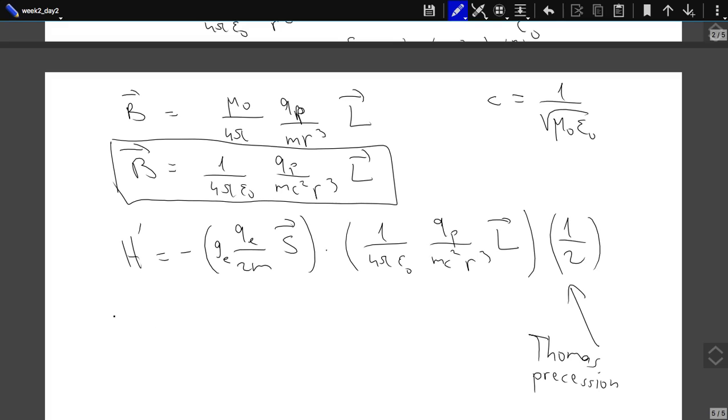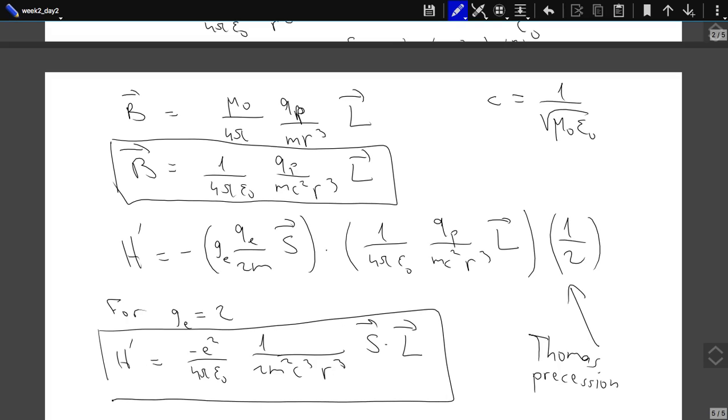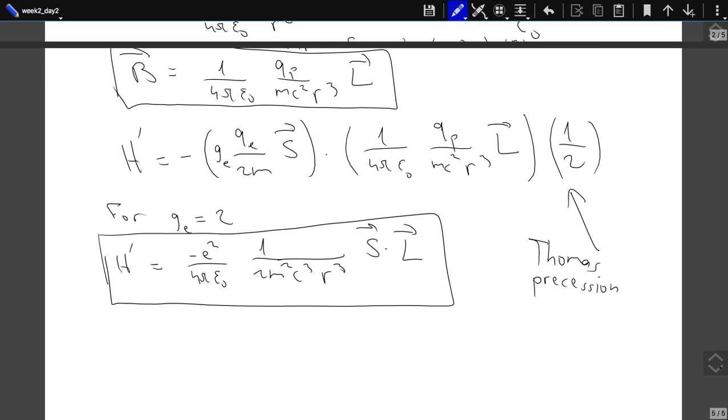If you write the charges, for g_e equal to 2, H prime is equal to minus e squared over 4 pi epsilon 0, one over 2 m squared c squared r cubed, S dot L. Now this is plus, because the charges of the electron and proton are different. So there's a plus sign. There's an additional minus sign.